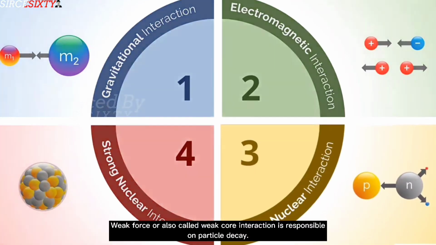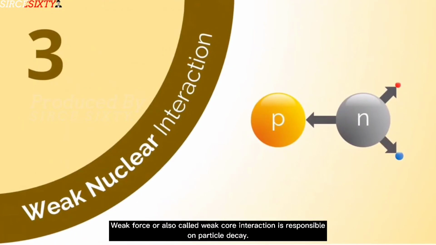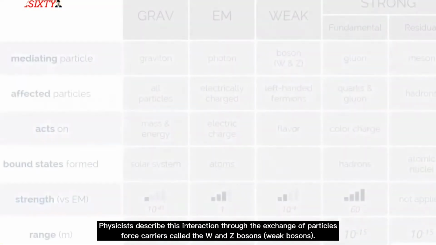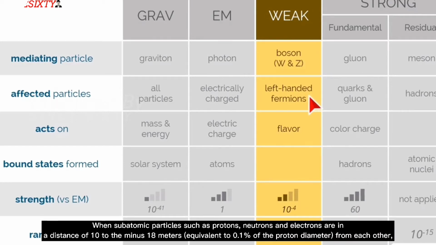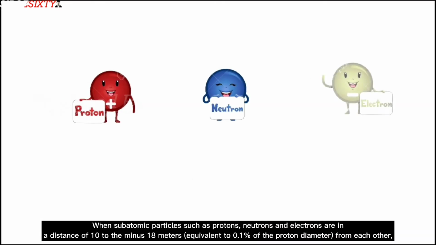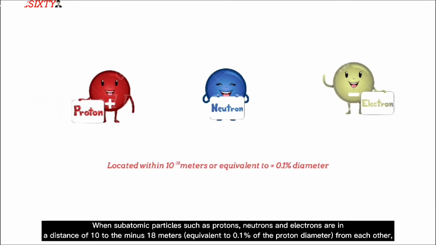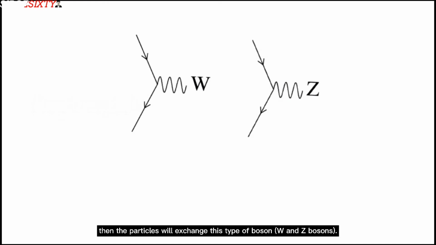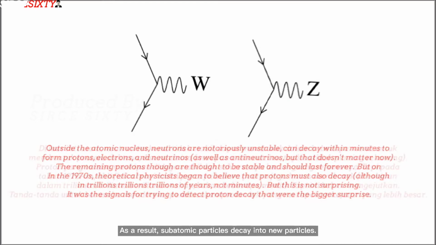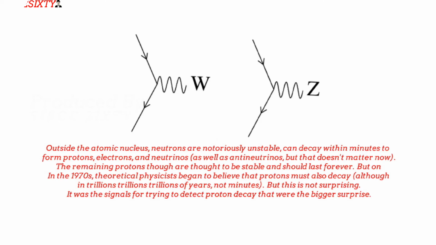The weak force, also called the weak nuclear interaction, is responsible for particle decay. Physicists describe this interaction through the exchange of force-carrying particles called the W and Z bosons, the weak bosons. When subatomic particles such as protons, neutrons and electrons are at a distance of 10 to the -18 meters, equivalent to 0.1% of the proton diameter, from each other, the particles will exchange these W and Z bosons. As a result, subatomic particles decay into new particles.